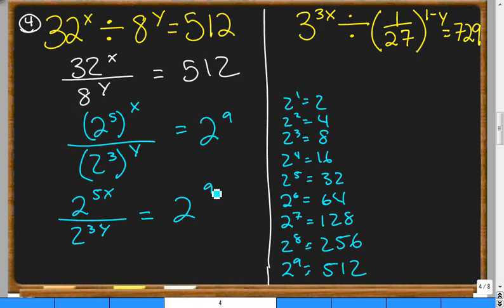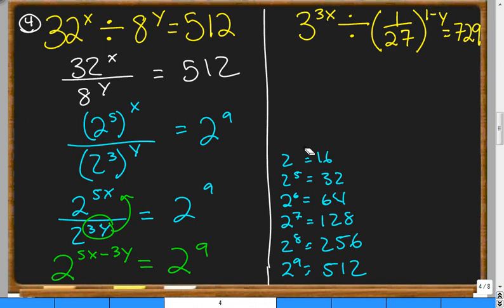Now we can put these together. Remember, if we want to put these together, we subtract the exponents. So we get 2 to the 5x minus 3y equals 2 to the ninth. We have this set up, and we're going to use it later. But we now have a way to relate our exponents together. We have a simpler equation that we can find. Now let's work with the other side.